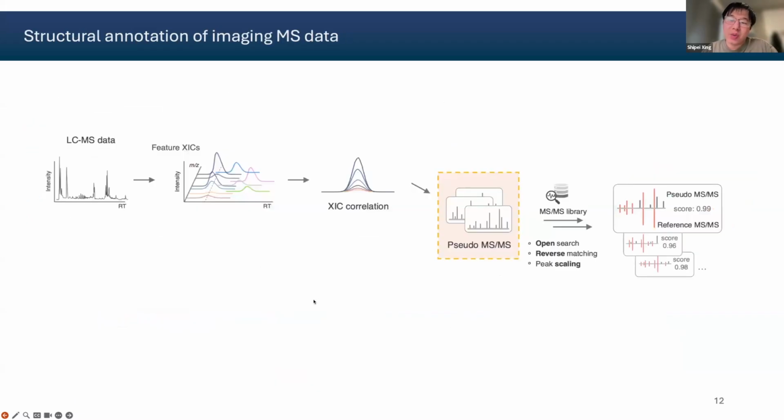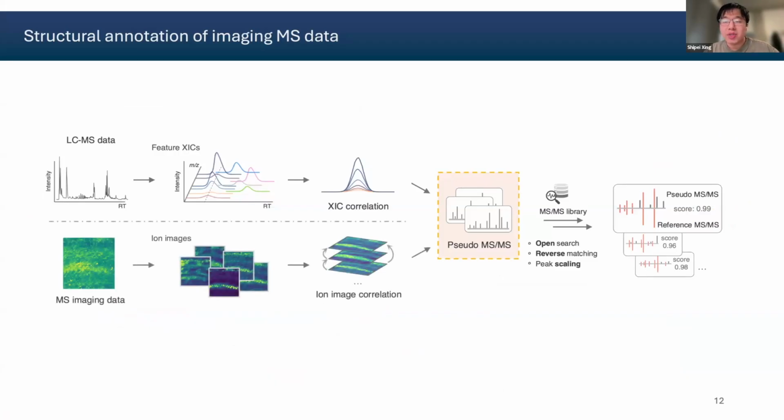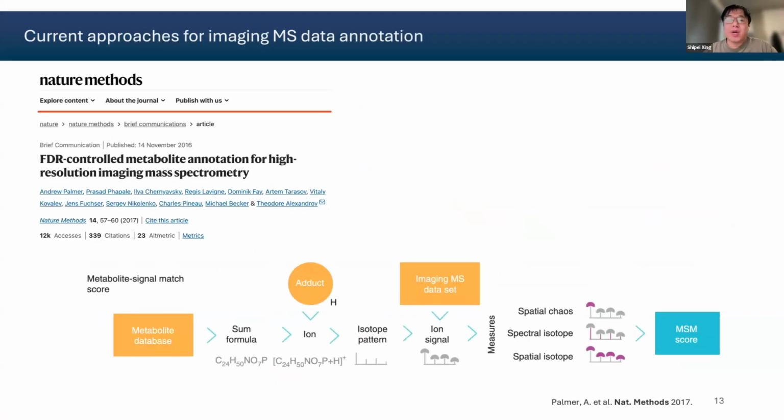And it is even more exciting that we can also generate such pseudo-MS2 spectra from imaging data, where we correlate ion images in the spatial domain rather than in the retention time domain. To give some background on imaging data annotation, in 2016 the Alexandrov group published an FDR-controlled strategy for metabolite annotation in imaging data, where three scores were integrated, including spatial chaos, spectral, and spatial isotope patterns. These scores were integrated into a final score called the MSM score.